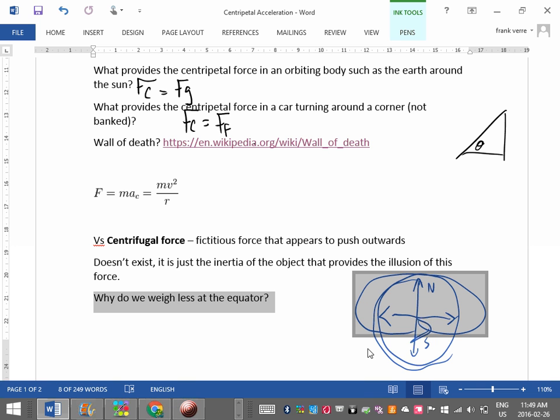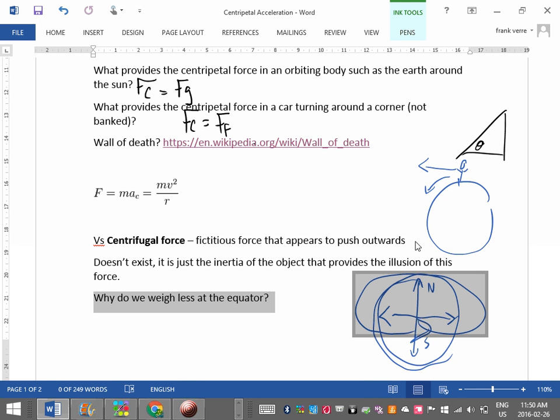If you think about it from this point of view, imagine that you're on the equator, and this is you, and the Earth is rotating. Which way do you want to go? You want to travel in a straight line. So there's actually less force pushing down on the Earth, because there's a tendency to want to fly off the surface of the Earth. It's a very small tendency.